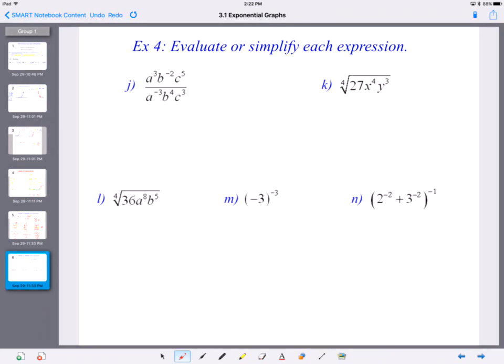Take a look at J, dealing with the negatives. This is division, so you can subtract. It'd be a 3 minus negative 3, so that's a to the 6th. B would be negative 2 minus 4, and that would be b to the negative 6. And C would be 5 minus 3, and that would be c to the 2nd. So once you simplify it, a to the 6th, c to the 2nd, over b to the 6th.